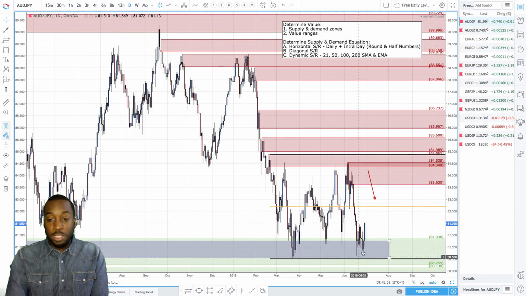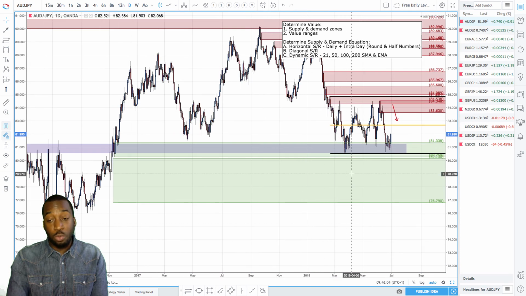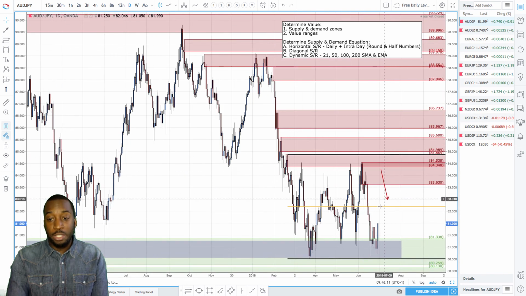Supply and demand traders are looking to get in here, and then you've also got support and resistance traders looking to get in here, right? So we're looking at obvious levels of support and resistance, and they're looking to potentially buy at this area. So net, you should have some demand here.